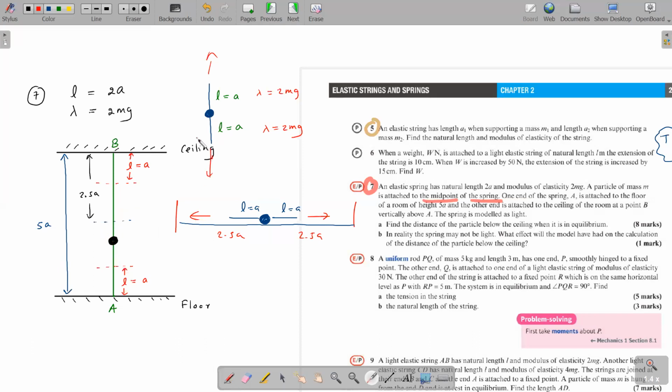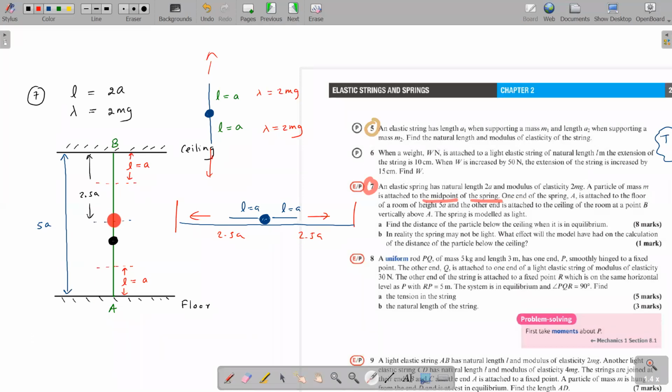So naturally, as I was explaining with the horizontal example, if you took it horizontally and extended to either side, you expect the particle to be exactly in the middle of 5A, so 2.5A each. But when you do it vertically, even though the particle is in the middle and you stretch it to either side, you can't expect the particle to be exactly at 2.5A, 2.5A from the center.